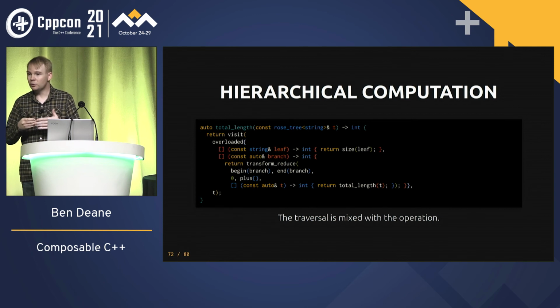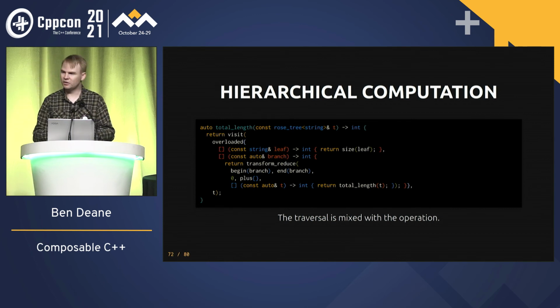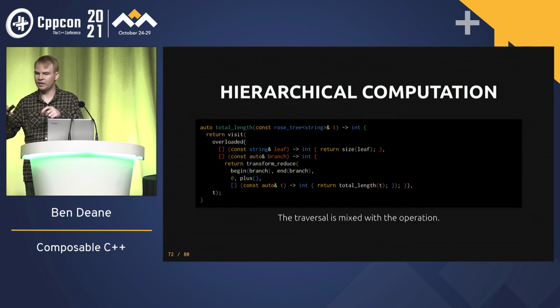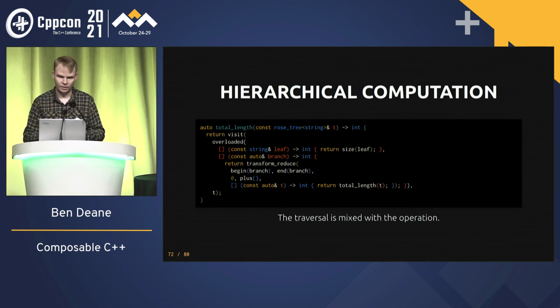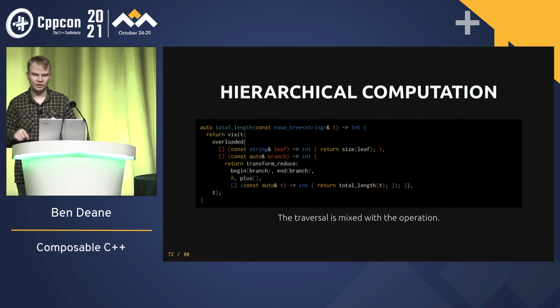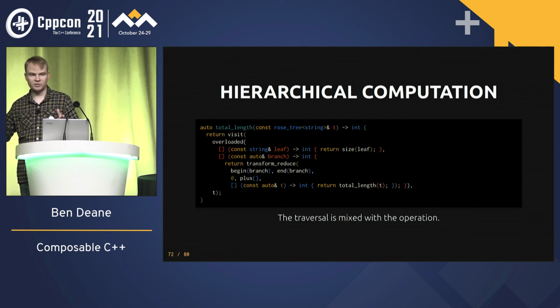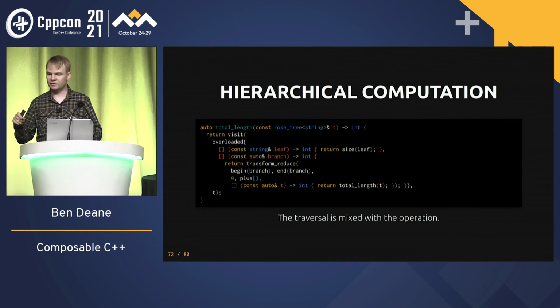If you haven't seen overloaded before, it was proposed at one time. It basically is a type that inherits from the lambdas and provides that function call. So you get basically an overload set from these lambdas. So we're visiting the tree. It's a variant of T's and vectors. In the case it's a T, we just size the leaf. In the case it's a vector, we transform reduce it, sizing each subtree.